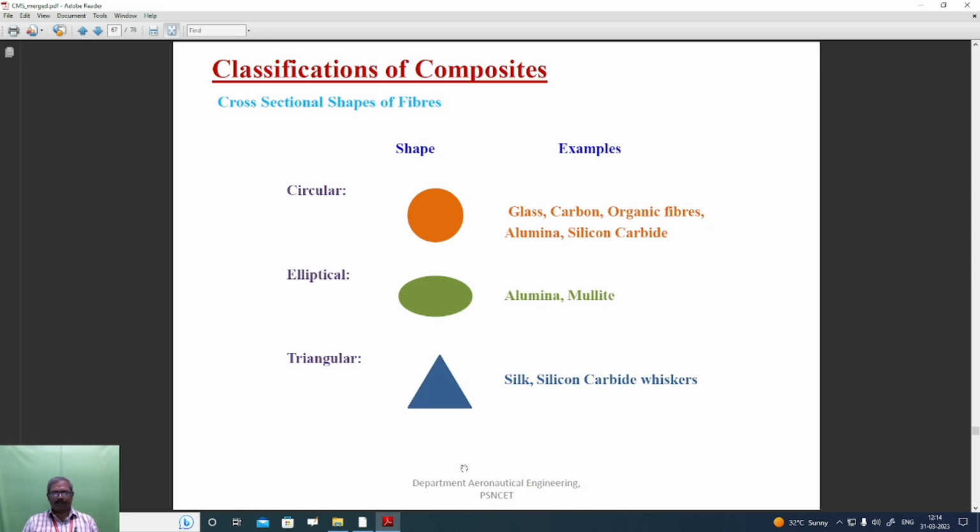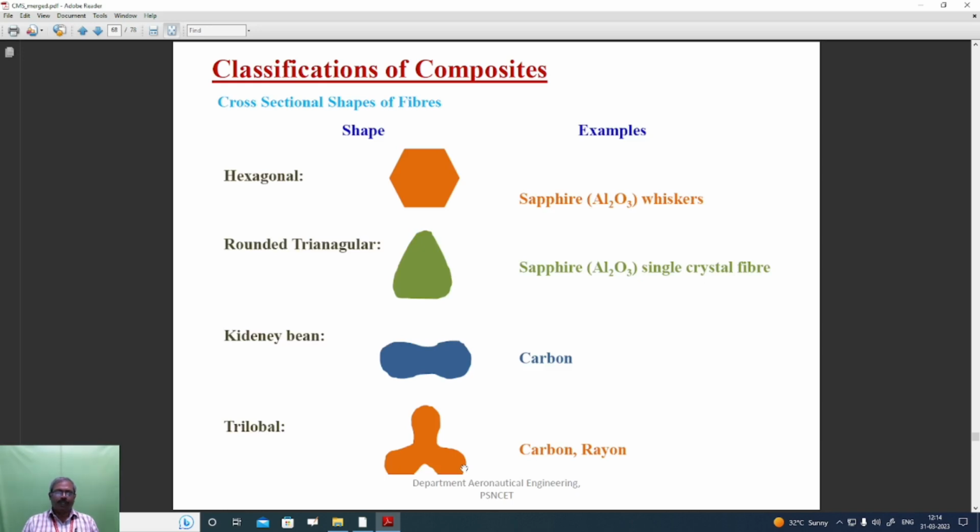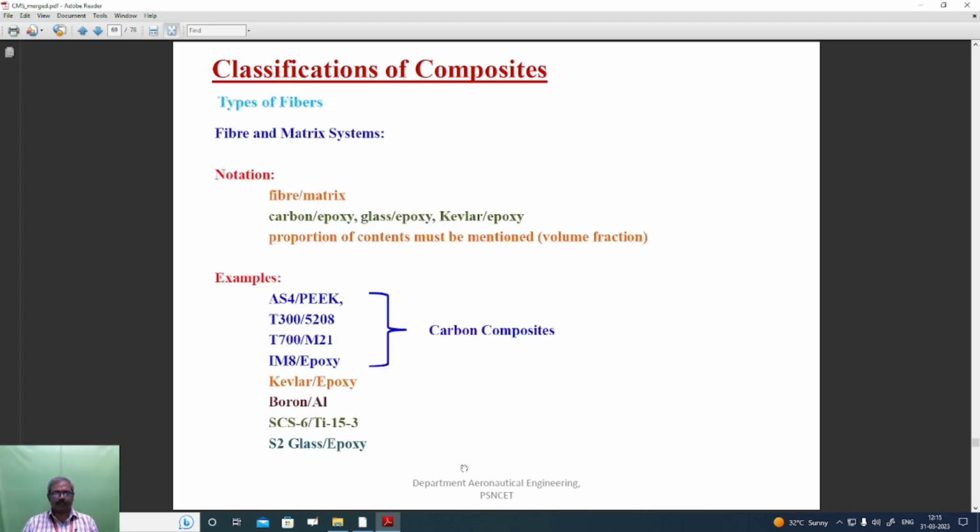The cross-sectional shape of fibers may be circular, elliptical, or triangular. In circular shape, glass, carbon, organic fibers, alumina, and silicon carbide fibers are used. In elliptical shape, alumina mullite is used. In triangle shape, silicon carbide whiskers are used. Then hexagonal sapphire whiskers are used. Rounded triangular sapphire single crystal fiber is used. Kidney bean shape is carbon. Trilobal carbon has a triangle-like shape.